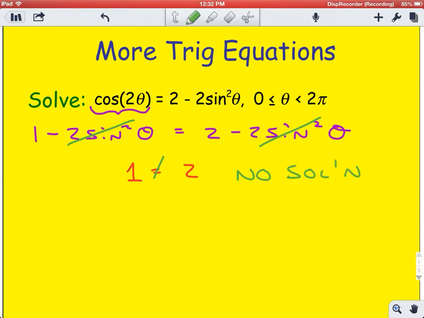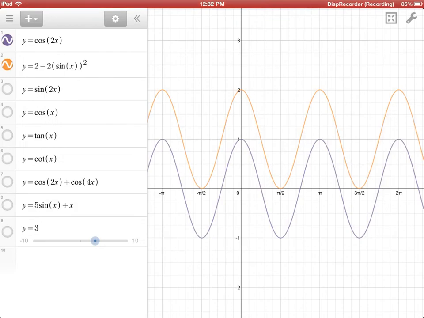Let's take a look at that graphically, and let's see why there would be no solution. So what I'm going to do is graph each one of these separately, cosine of 2 theta and 2 minus 2 sine squared of theta. So let's take a look here. You can see in line 1 in purple, I have cosine of 2 theta, and then in orange I have 2 minus 2 sine squared of theta.